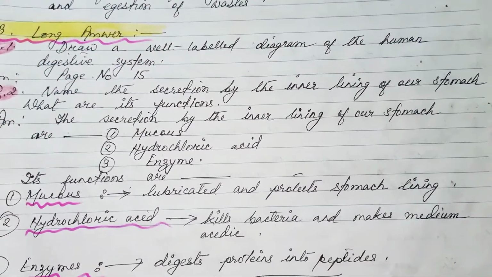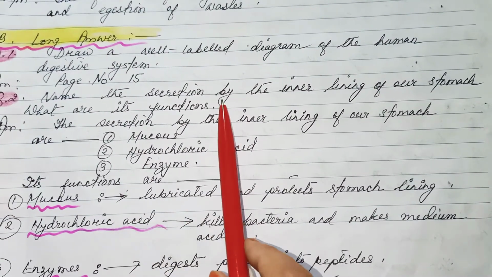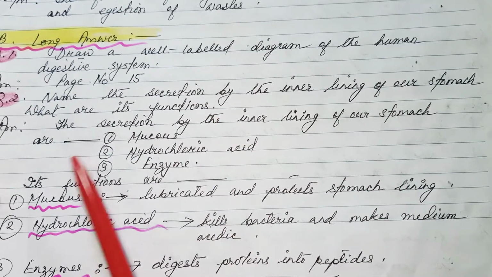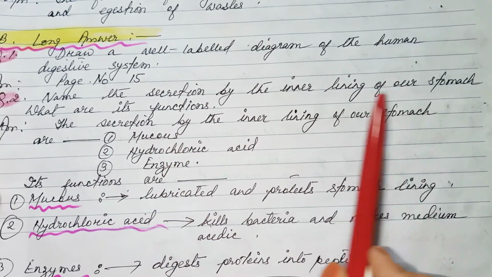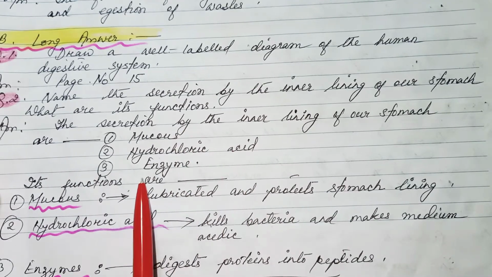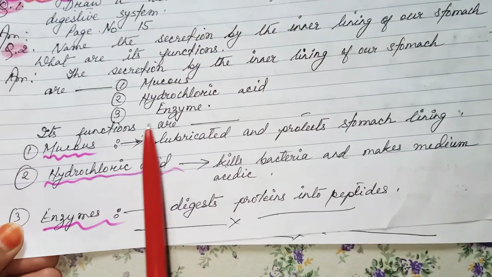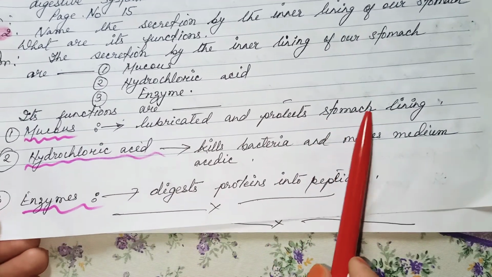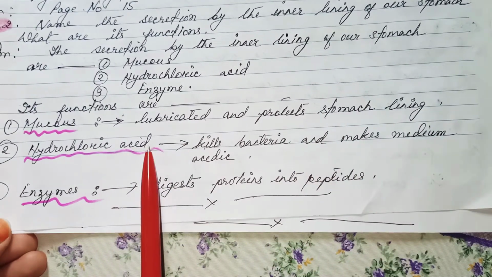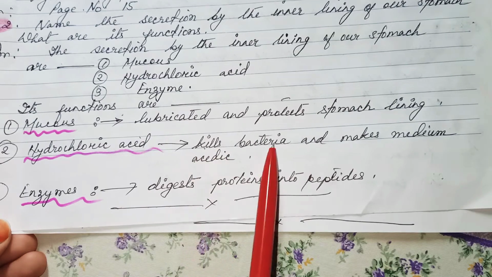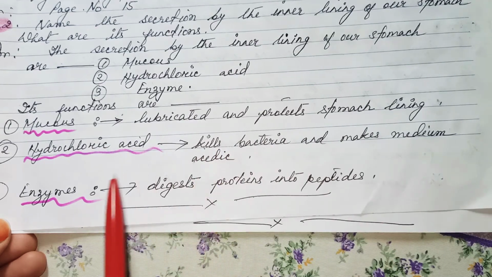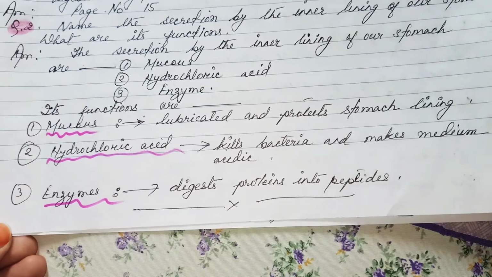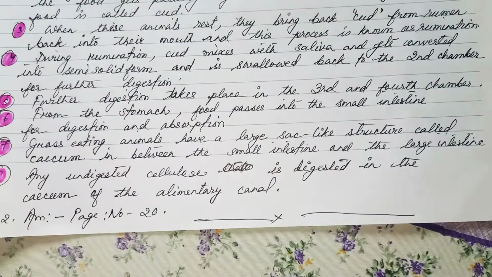Then question number 2. Name the secretions by the inner lining of our stomach. What are its functions? The answer is: the secretions by the inner lining of our stomach are mucus, hydrochloric acid, and third, enzyme. The main function of mucus is to lubricate and protect the stomach lining. The main function of hydrochloric acid is to kill bacteria and make the medium acidic. The enzyme digests protein into peptides. So these are the main functions of these secretions.